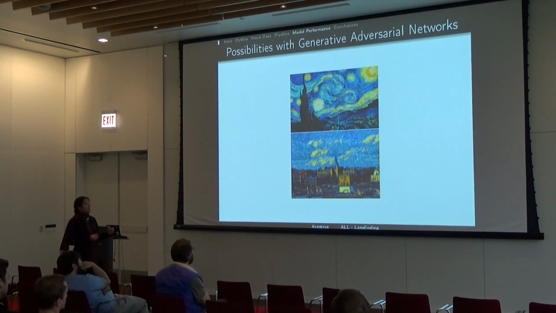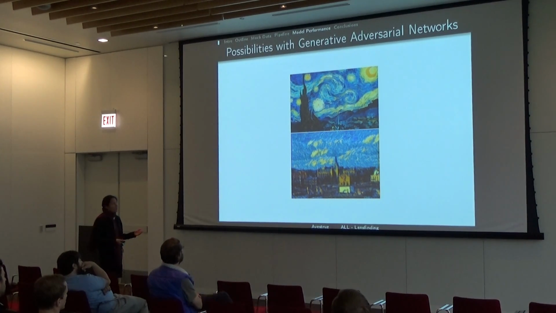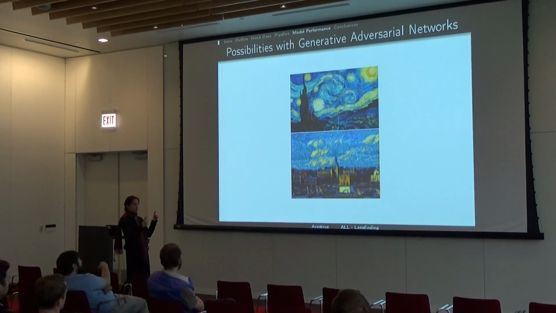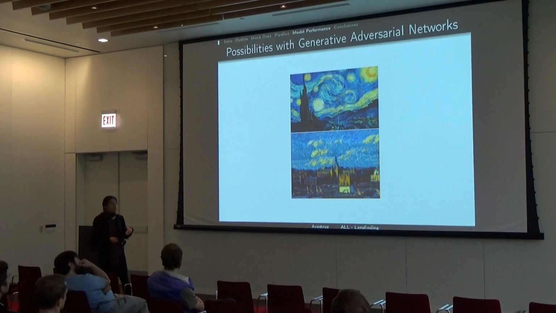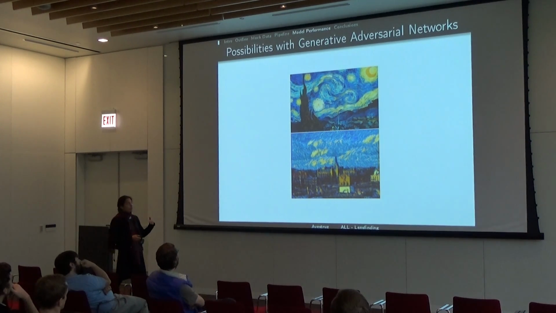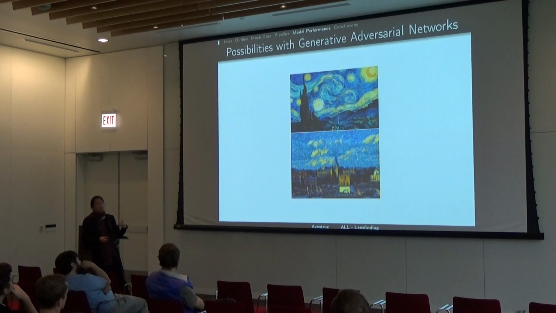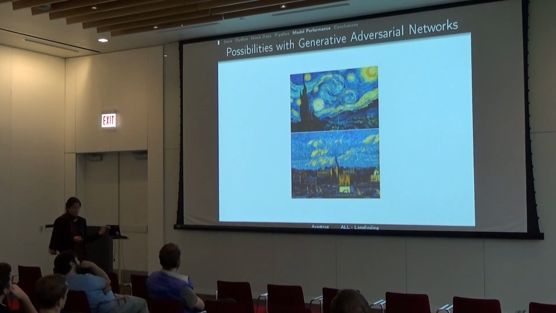So you may probably recognize this image here. It's like Van Gogh's Starry Night. And this is an image rendered from an actual photograph that's now been recreated by a generative adversarial network to look as similar as possible to Van Gogh's Starry Night. So it's a Van Gogh rendition of a photograph.